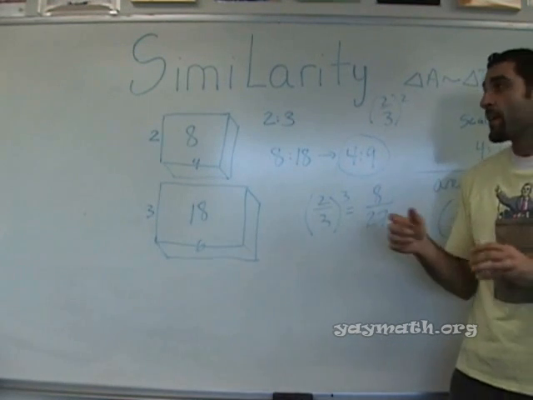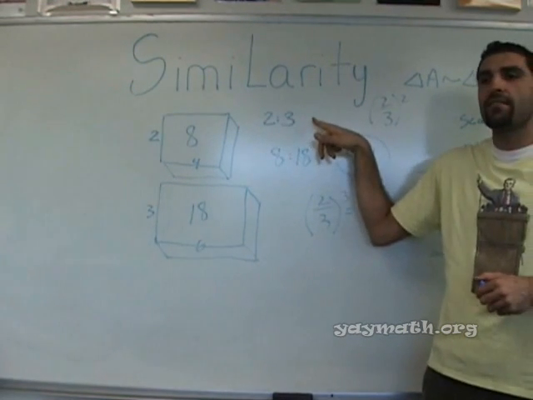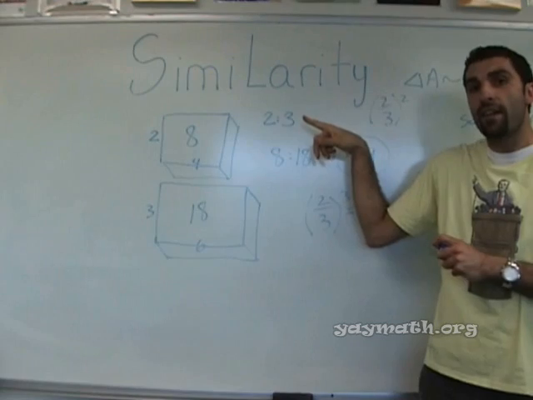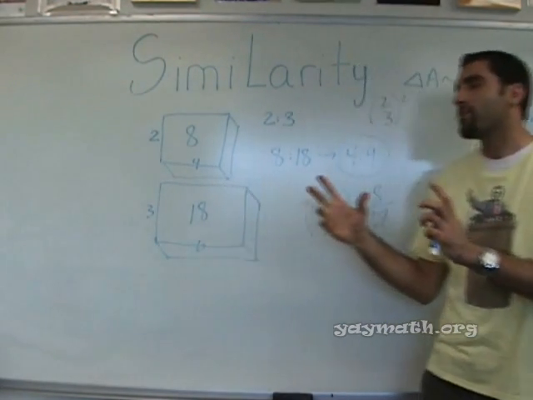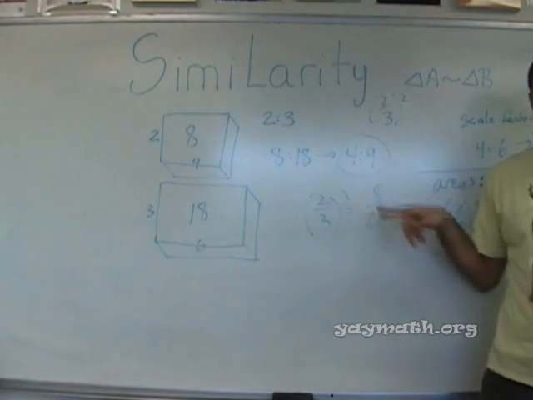Okay? Summing up, scale factor is side to side. Scale factor of area is side to side squared. Scale factor of volume is side to side cubed.